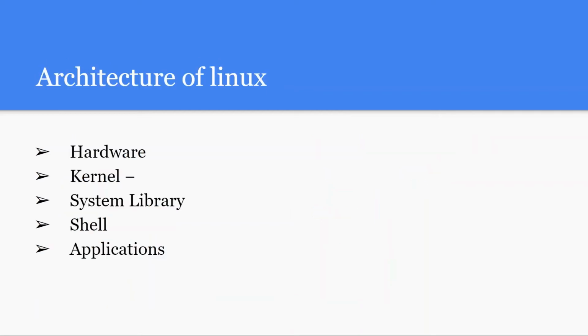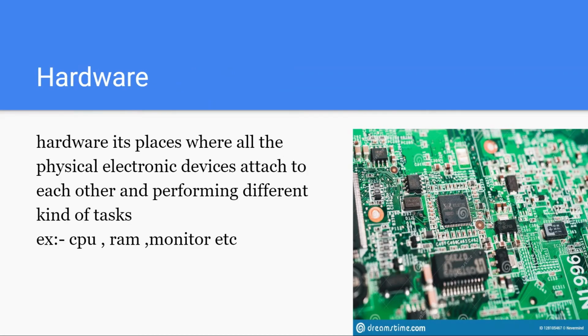Architecture of Linux. The architecture of Linux includes hardware, kernel, system libraries, shell, and applications. Let's go into more detail. Hardware. Hardware is the place where all the physical electronic devices attach to each other and perform different kinds of tasks. For example, CPU, RAM, monitor, and so on.